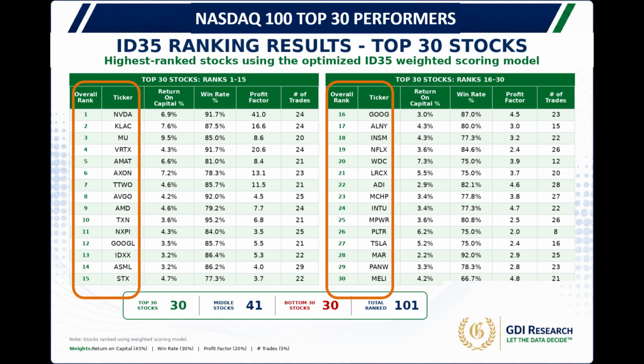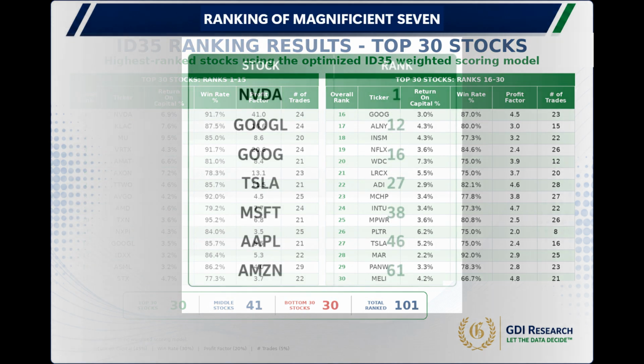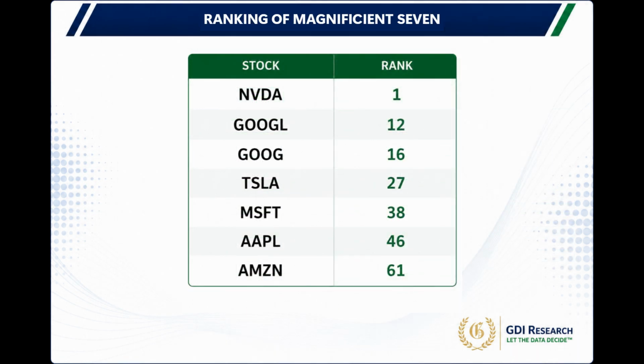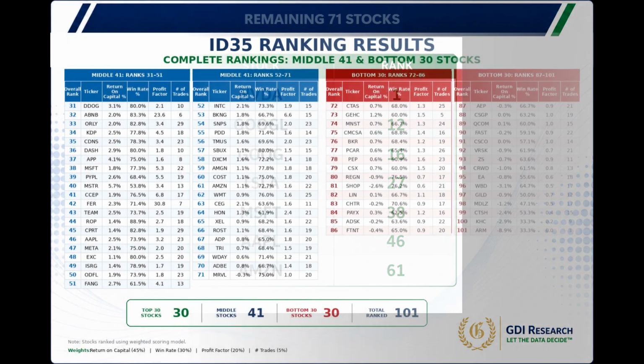This research wasn't designed to identify the best companies. It was designed to identify the companies that historically worked best with this specific trading strategy. Before we move on to the remaining 71 stocks, let me show you the rankings of the Magnificent Seven. Although these companies generated outstanding returns for the investors, their optimized trading rankings for this strategy varied considerably.